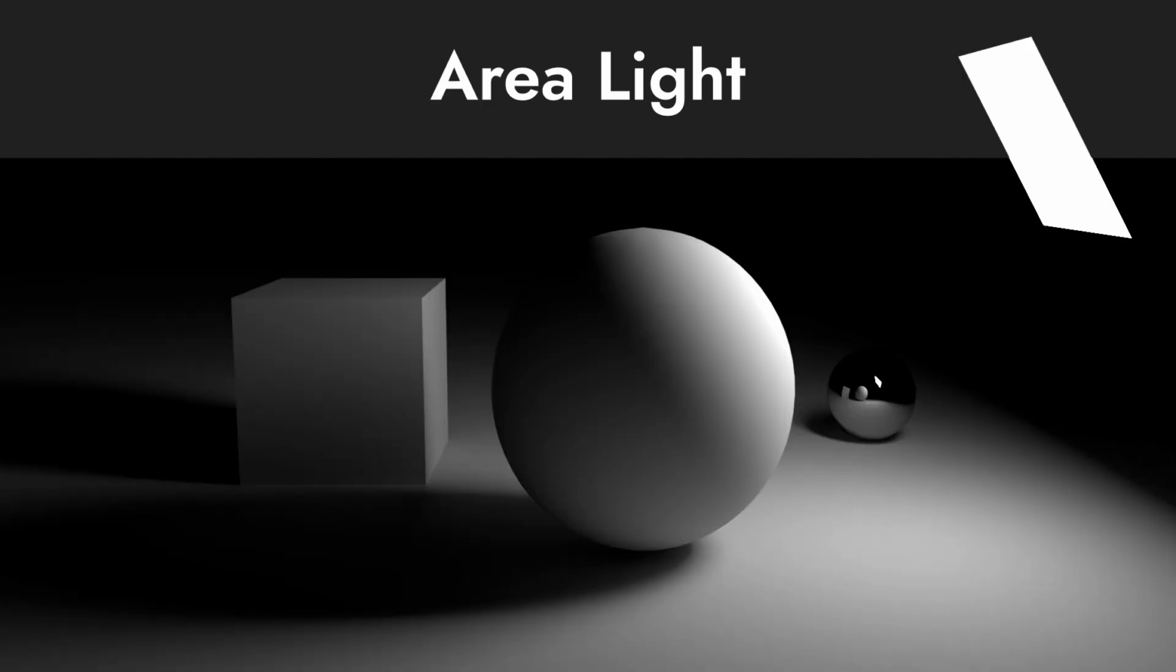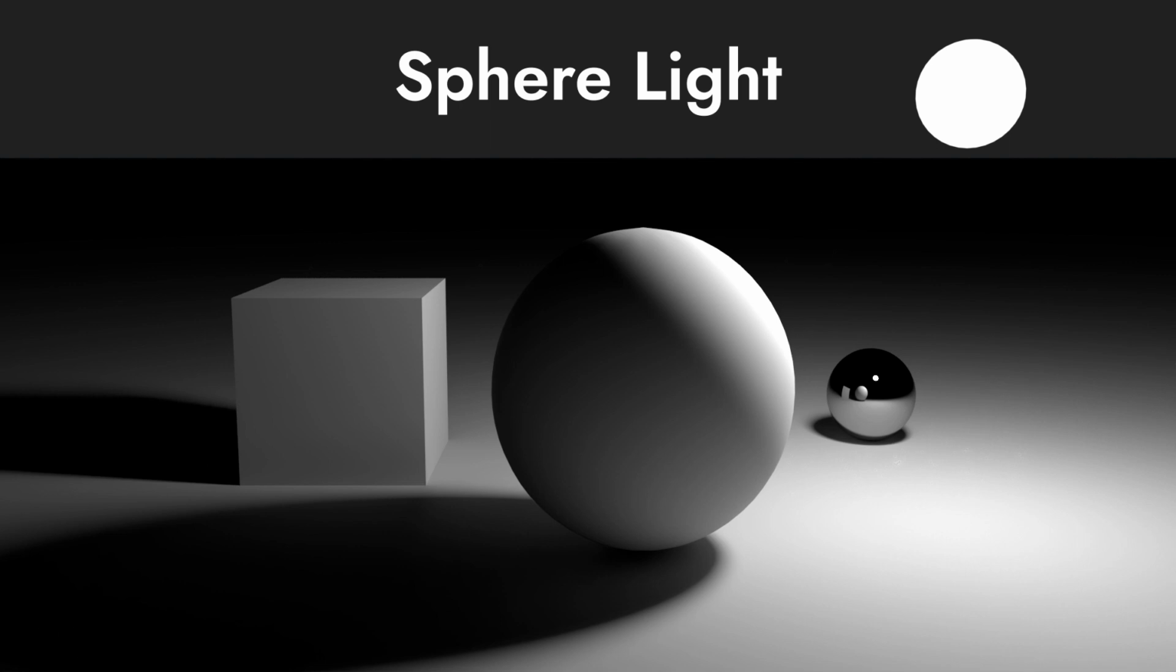Area light. It's a type of light that casts from a rectangular or circular shape. It's often used to simulate large light sources such as softboxes or windows. Sphere light. This light source has a sphere shape and illuminates in all directions. It's used to create soft shadows and to simulate spherical light sources. It's like a point light, but with additional control.